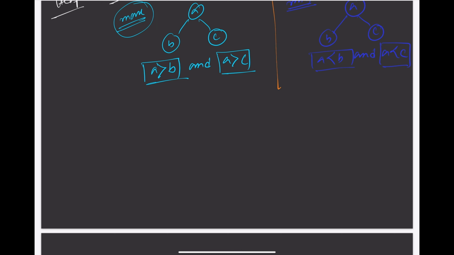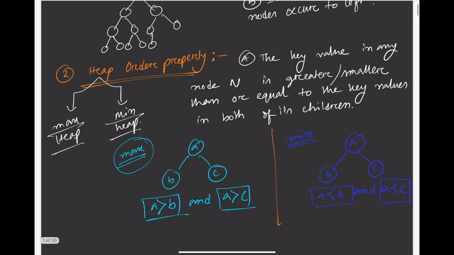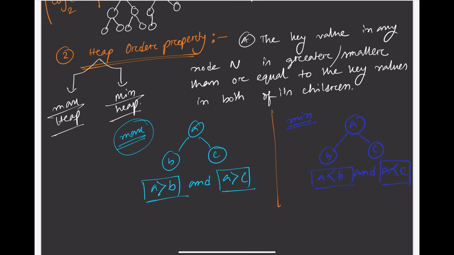Now let's talk about something more about the heap. From the structural property we can see that a heap is a complete binary tree, and obviously its height is log of n plus 1 base 2, according to the formula of the binary tree. From the heap order property, we can say that the key value in any node n is greater than or equal to the key value in each successor of node n. Obviously I have already explained this.